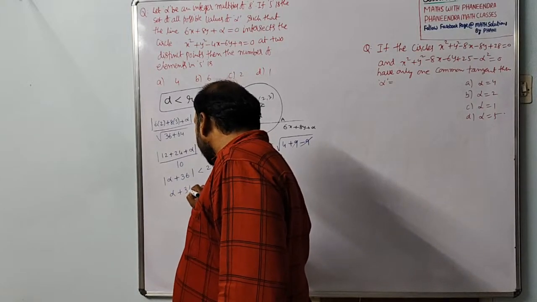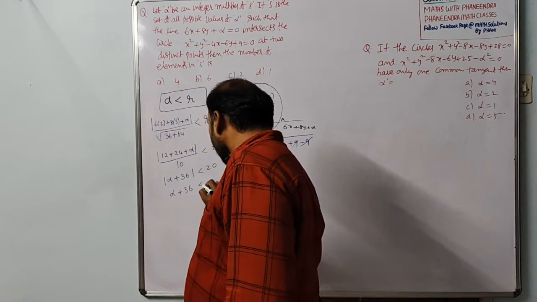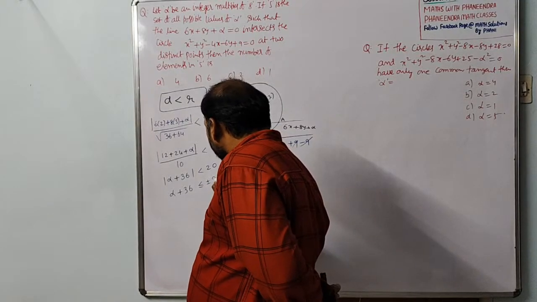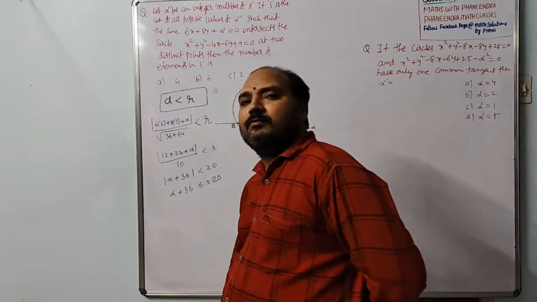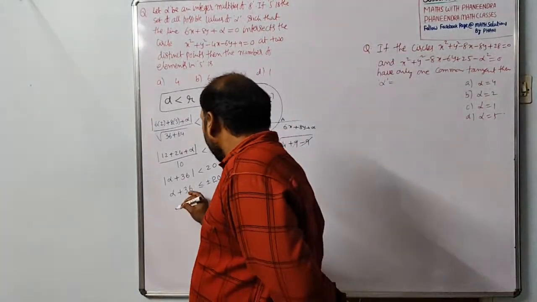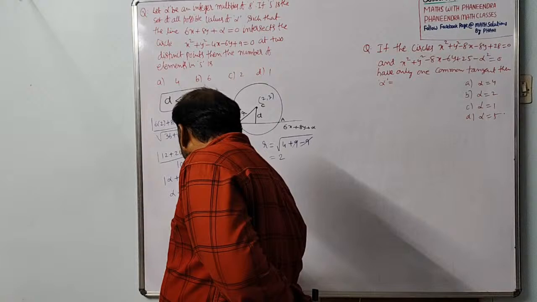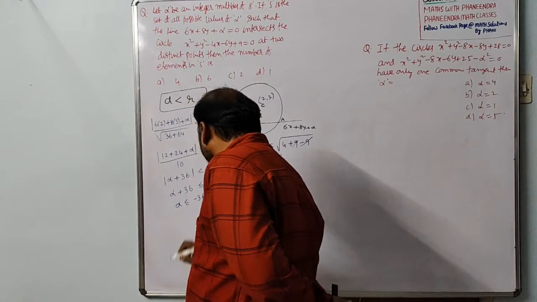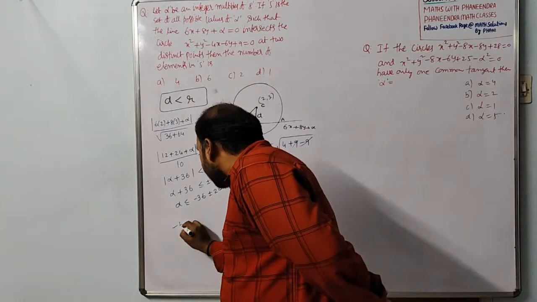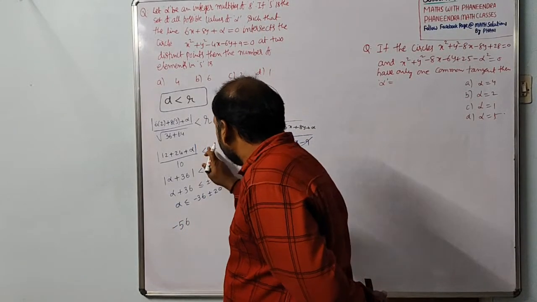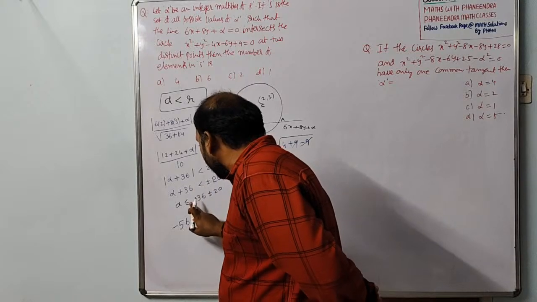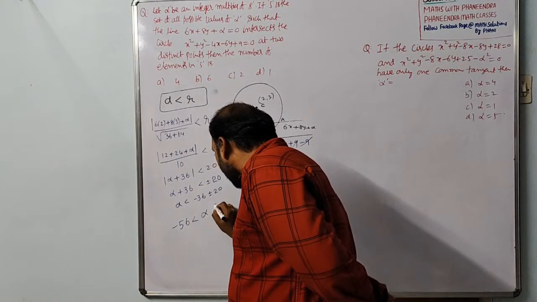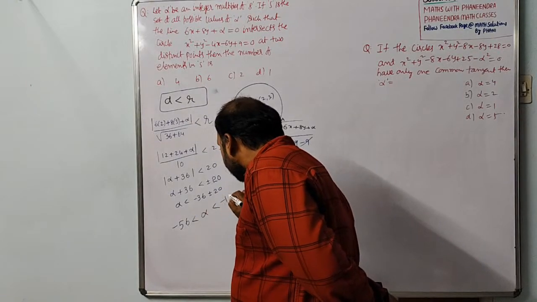Alpha plus 36 is less than plus or minus 20. Okay, dear students, now alpha is equal to minus 36 plus or minus 20. So minus 56 is exactly less than, not less than or equal to, dear students. Minus 56 is less than alpha, which is less than minus 16.